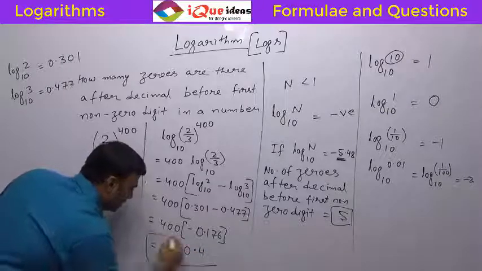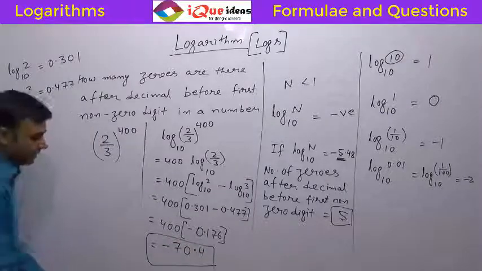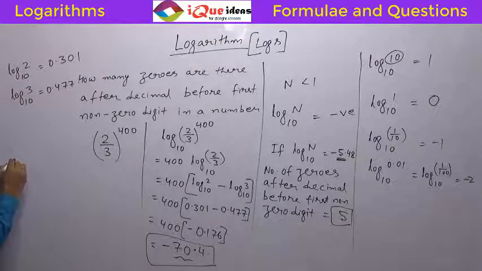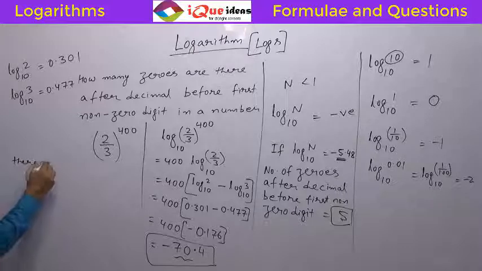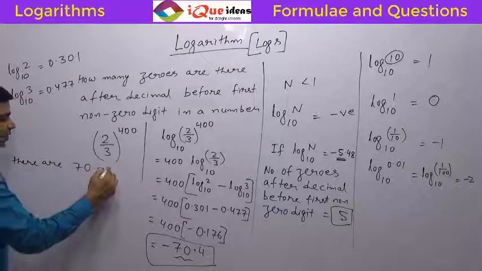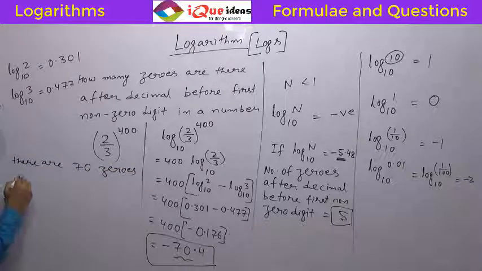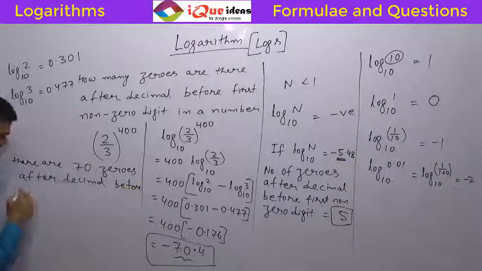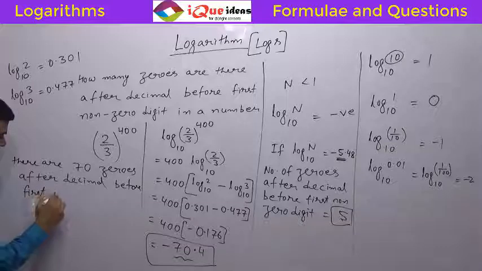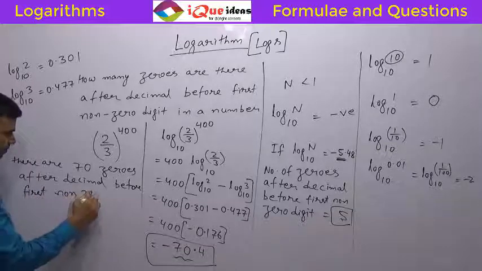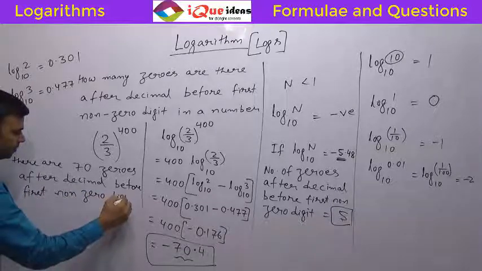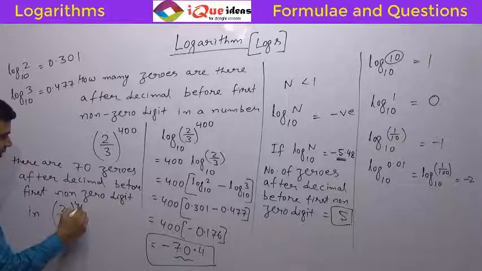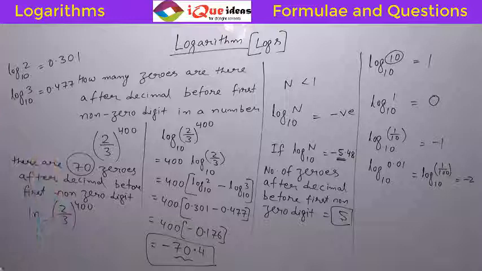This directly gives us the answer of our question, and that is 70. So 70 is the answer of this question. So we can say that there are 70 zeros after decimal before first non-zero digit in 2 by 3 raised to the power 400. So the answer is 70 zeros.